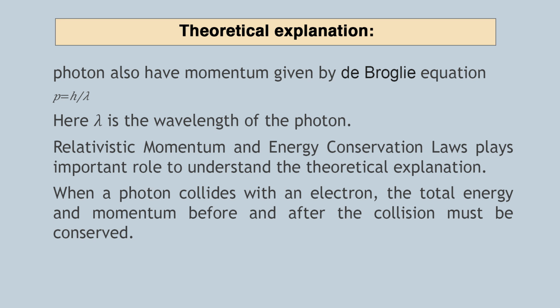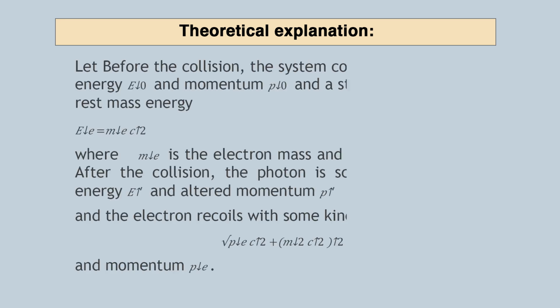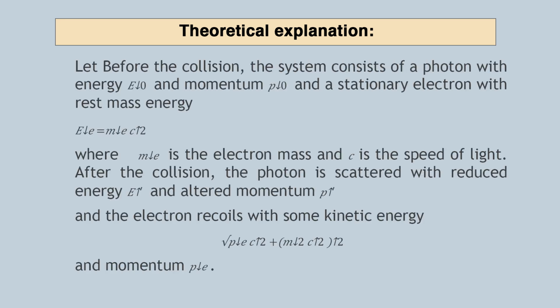Relativistic momentum and energy conservation laws play an important role in understanding the theoretical explanation. It is important that when a photon collides with an electron, the total energy and momentum before and after the collision must be conserved. Let before the collision, the system consist of a photon with energy E naught and momentum P naught, and a stationary electron with rest mass energy E equal to m_e c squared, where m_e is the electron mass and c is the speed of light.